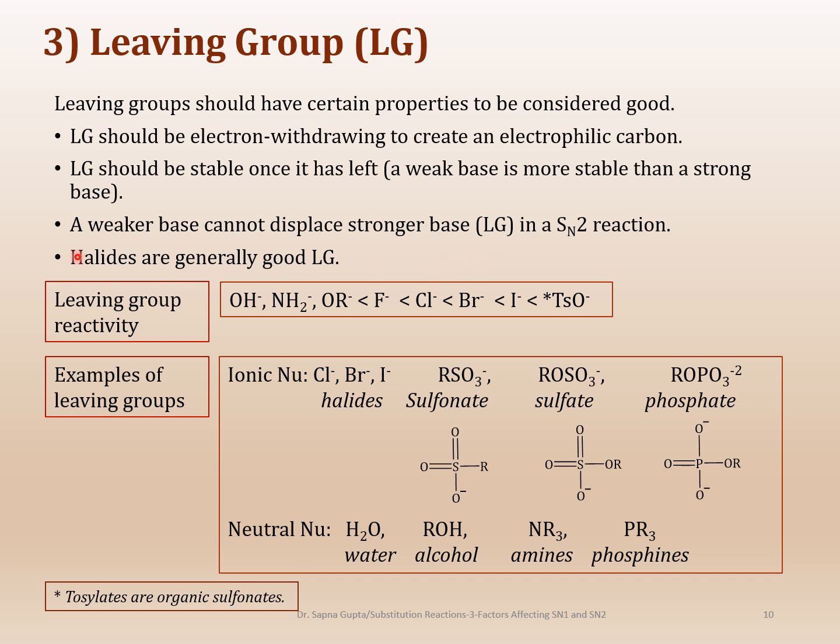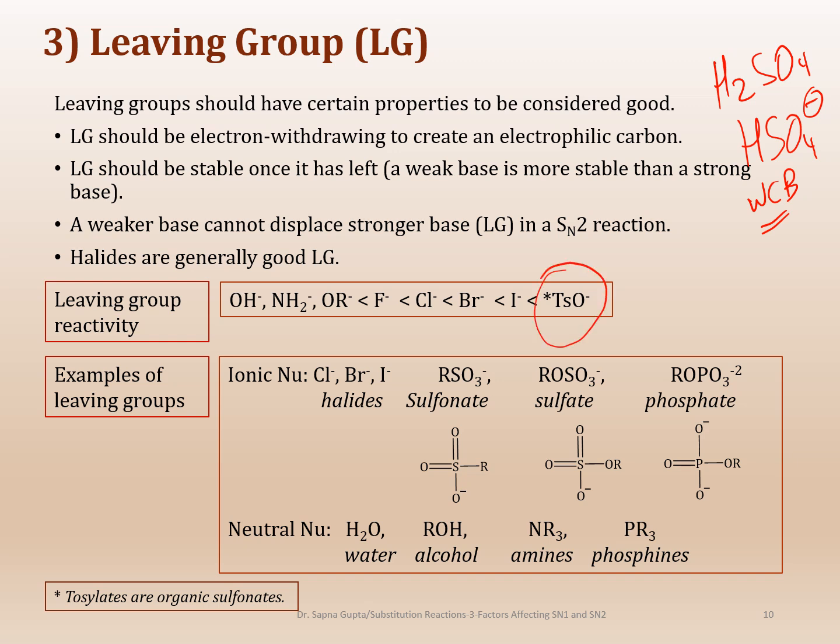In general, halides are going to be good leaving groups. I've mentioned that before. So here is an order in which you can have the leaving groups. Tosylates, which are organic sulfonates. Remember, we have sulfuric acid, H2SO4, a very strong acid, meaning HSO4 minus is a weak conjugate base. If it's a weak conjugate base, it's an excellent leaving group. Tosylates are similar to that.